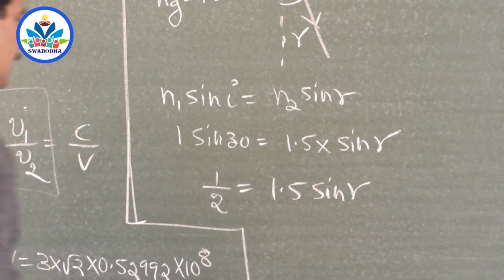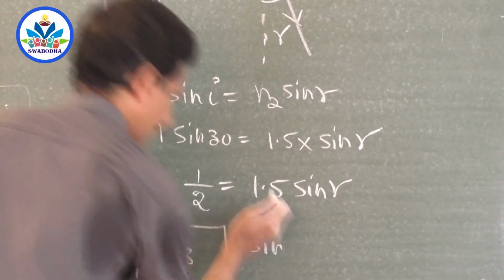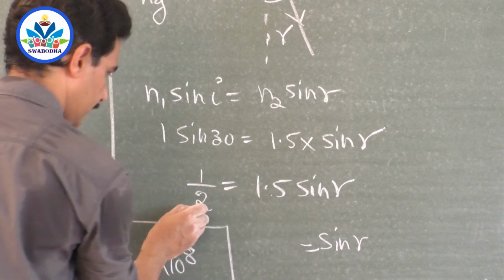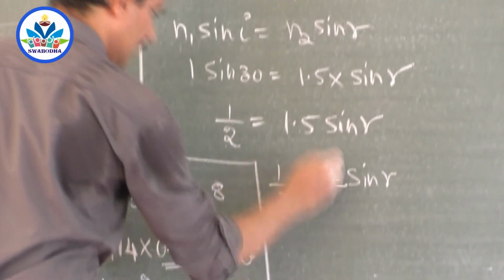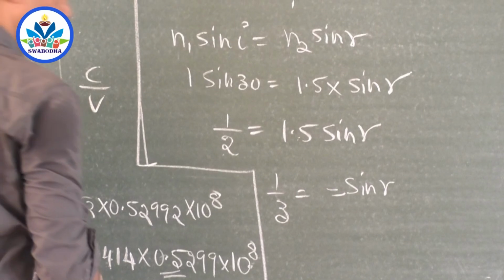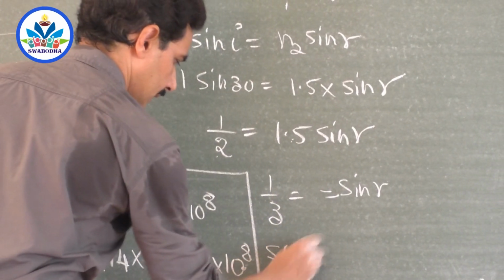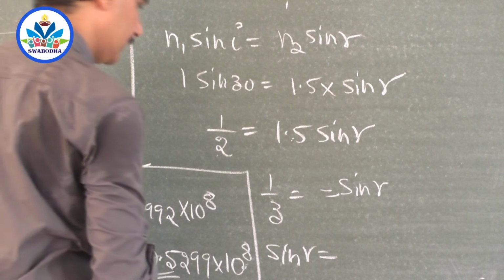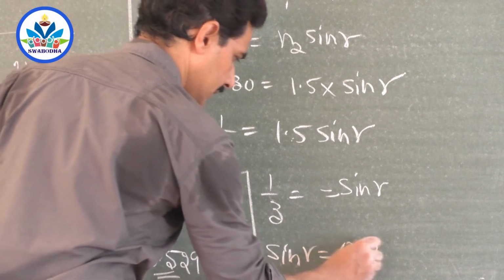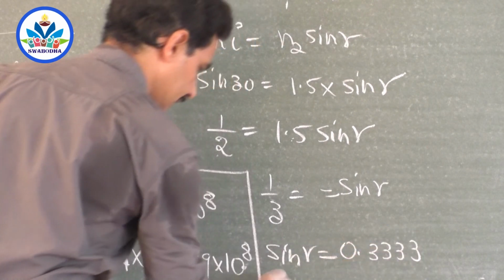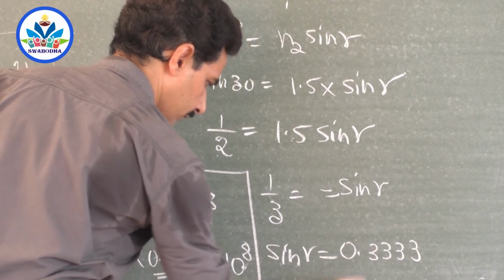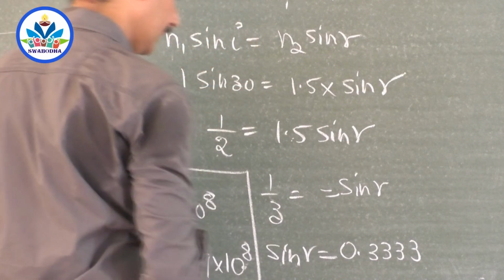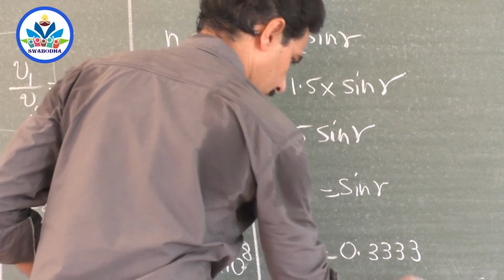So what is sin r? Sin r is equal to 1 by 2 into 1.5, which is 1 by 3. What is sin r? We need log table now. We want 0.333, right? Sin r is equal to 0.333. r is equal to sine inverse of 0.333. The answer is 19.5 degrees. Let us see whether we will get it or not.